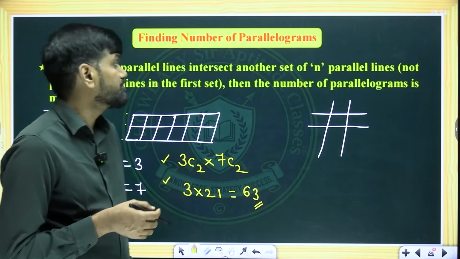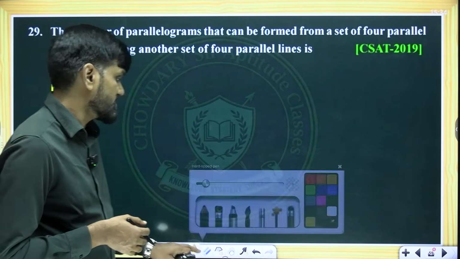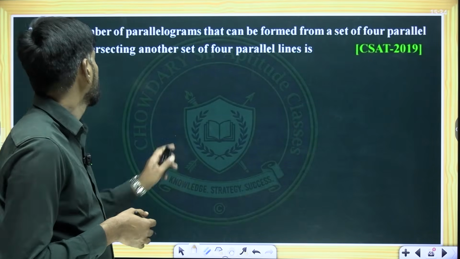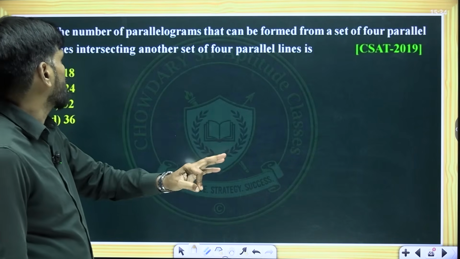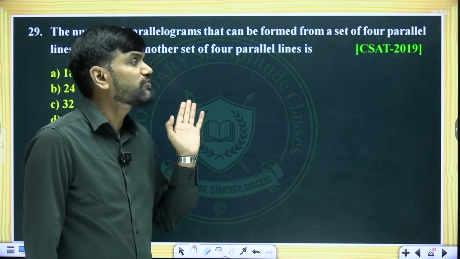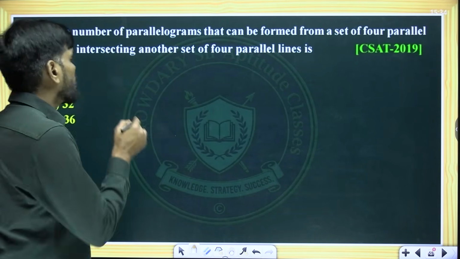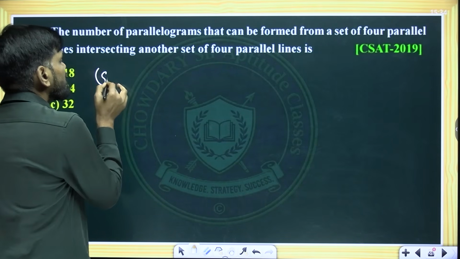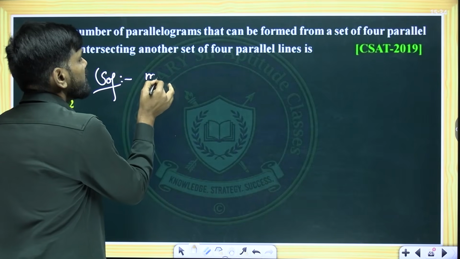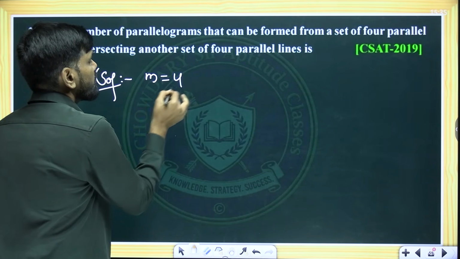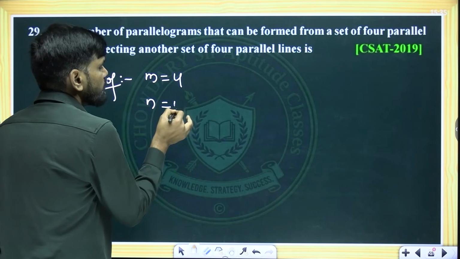Now let's have a look at a previous exam problem. Screen CSAT. Chalo. The number of parallelograms that can be formed from a set of 4 parallel lines intersecting another set of 4 parallel lines. There are 4 parallel lines intersecting another 4 parallel lines. How many parallelograms you can form? M is given as 4, N is also given as 4.